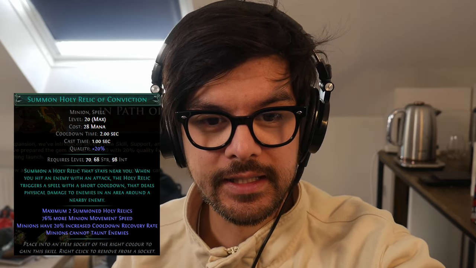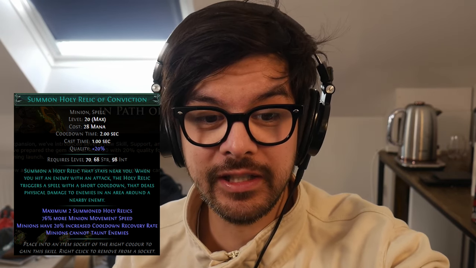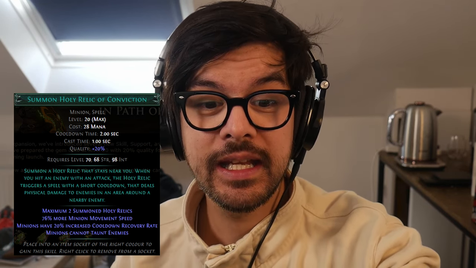It is now two maximum summoned Holy Relics instead of one, so that doubles the damage it can do. Now, if you read the green text, this is very important. Summon a Holy Relic that stays near you. When you hit an enemy with an attack, that summoned Holy Relic triggers a spell with a short cooldown that deals physical damage to enemies in an area around a nearby enemy. Previously, this was around the Holy Relic itself. That means we can attack far away from us, and it's going to cast a spell on the monster.